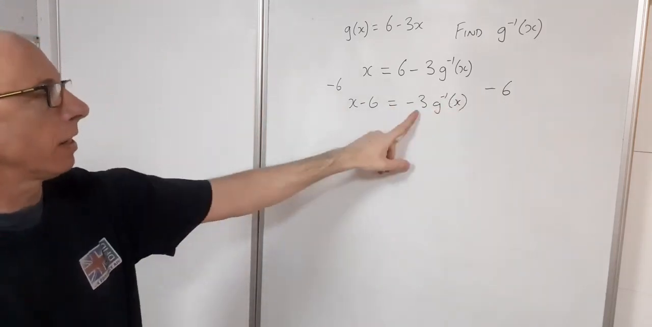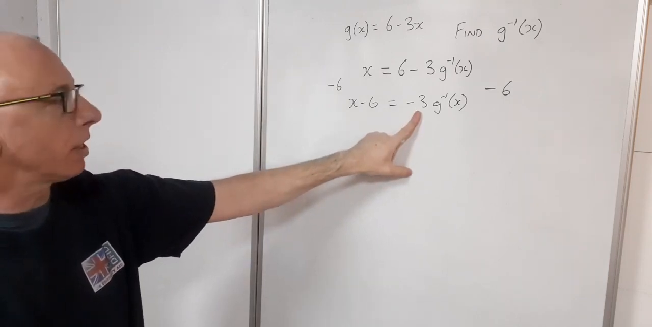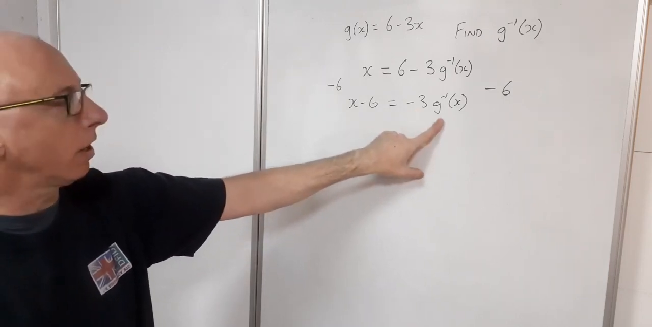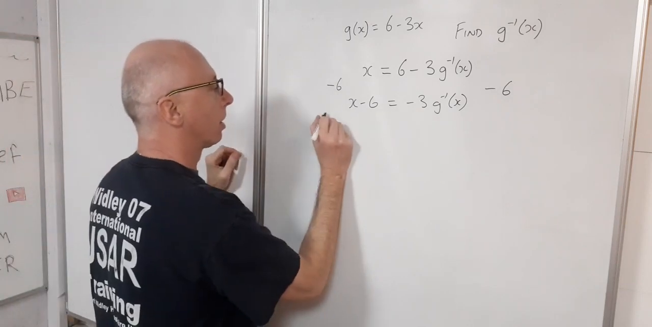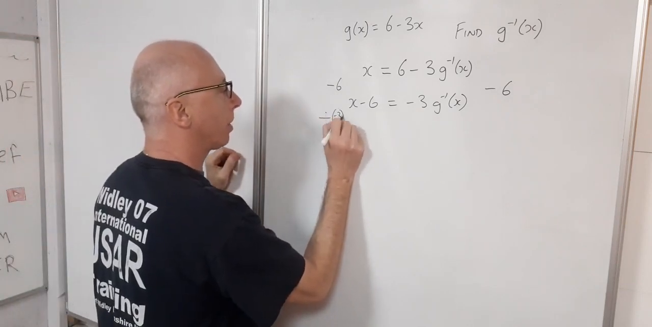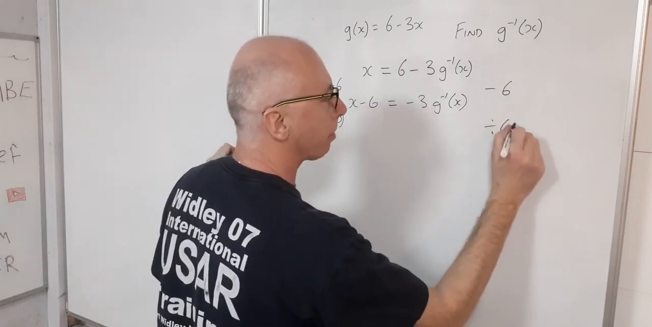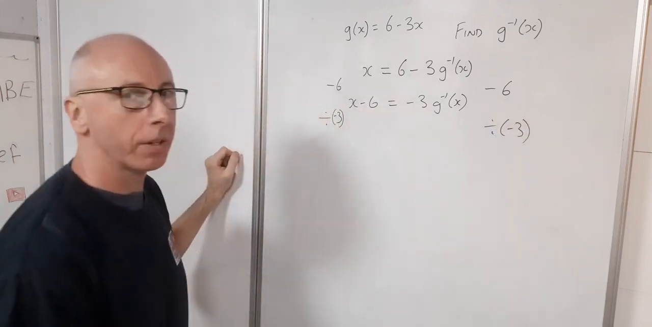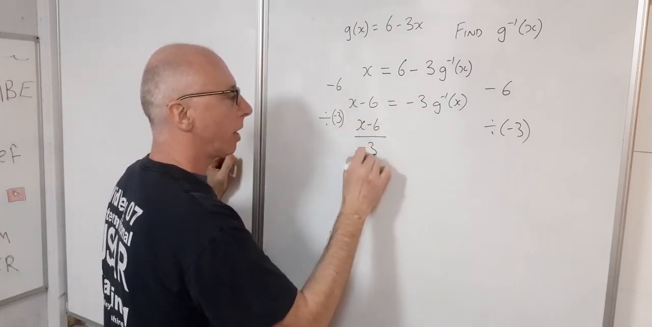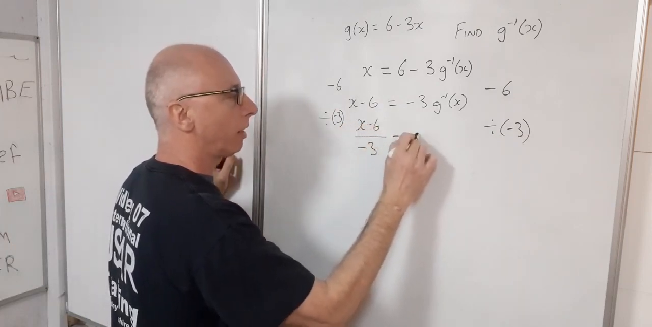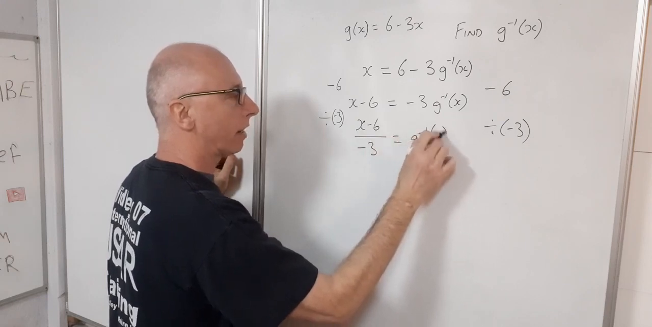Okay, now let's get rid of this minus 3 coefficient on this side. So therefore divide everything by minus 3. So divide by minus 3, and same on this side. So now I've got x minus 6 divided by minus 3 equals my inverse function of x.